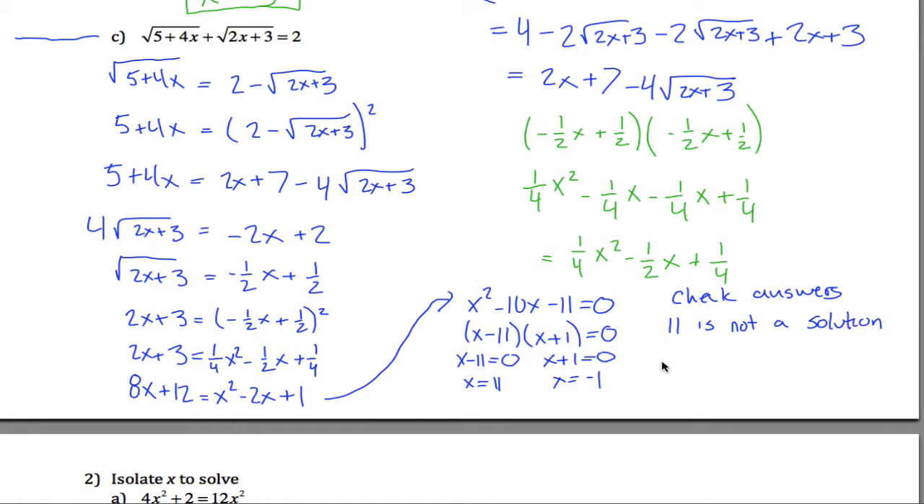What about negative 1? 4 times negative 1 is negative 4. Plus 5 is positive 1. The square root of positive 1 is 1. This whole thing is 1. 2 times negative 1 is negative 2. Plus 3 is positive 1. The square root of positive 1 is again 1. 1 plus 1, yeah, that's 2. Negative 1 is a solution. So negative 1 is my final answer.